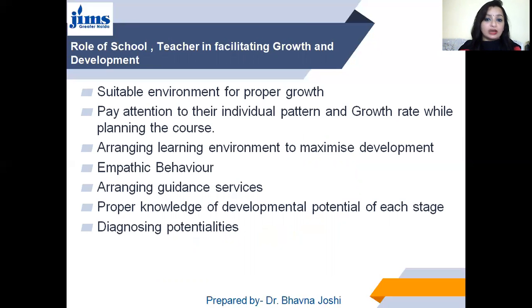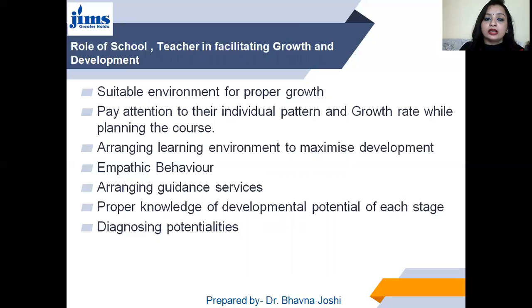Firstly, a suitable environment for proper growth. Yes, it is very important. Giving the child a conducive and suitable environment for growth is very important. Then only will growth and development take place. Secondly, pay attention to their individual pattern and growth rate while planning a course. Whenever you are planning the course for the child, it is very important for a teacher and a school to know what the growth pattern of the child is till this particular age, how much intellectually the child, or the average child, would be developed. It is very important to plan the whole course of studies.